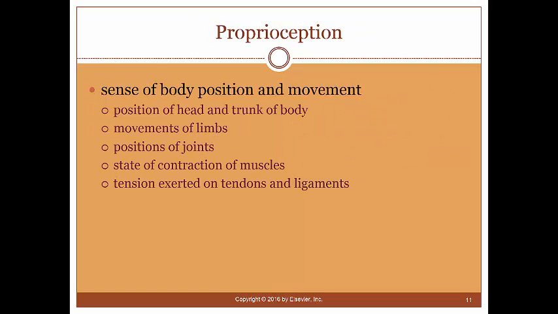Lastly, we get the proprioception, and so this is knowing where the body is at and the position of the body at all times and the movement of the body. And so this is things such as position of the head and trunk of the body, knowing where the limbs are at, knowing where the body's at in motion, knowing what position the joints are in, knowing what state the muscles are in contraction or relaxation, and pressure being exerted on things like tendons and ligaments.